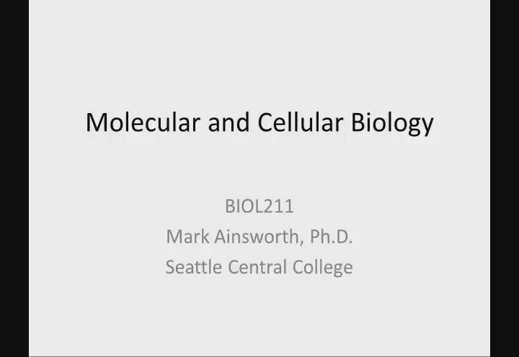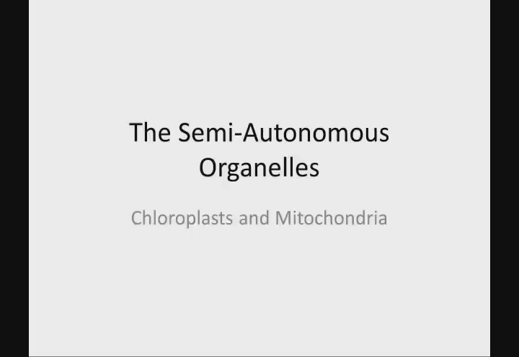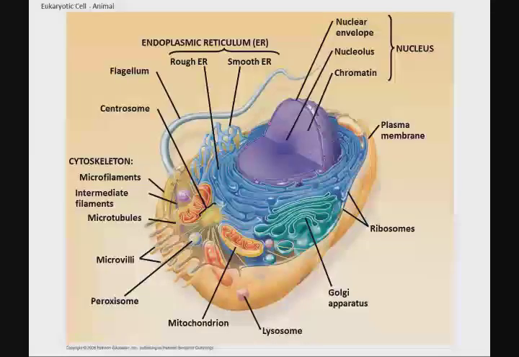So in this recording, we're going to investigate the semi-autonomous organelles that we find in eukaryotic cells. All eukaryotic cells have mitochondria. We can see here in our standard picture of an animal cell these kidney bean shaped organelles, in this case sliced in half with a wiggly membrane on the inside: mitochondria.